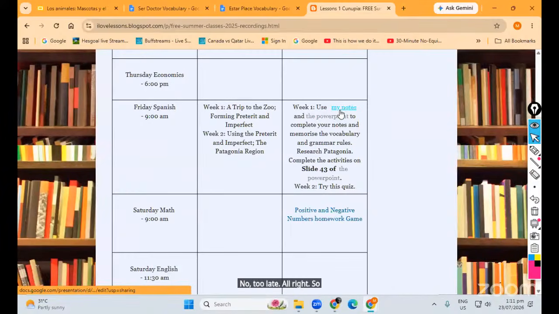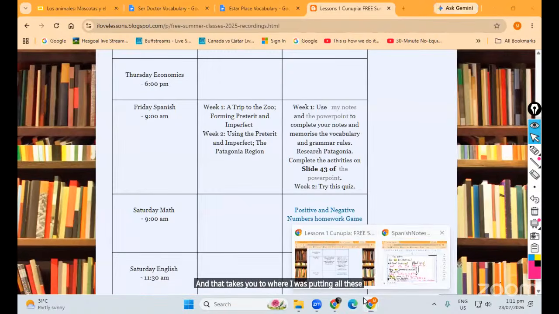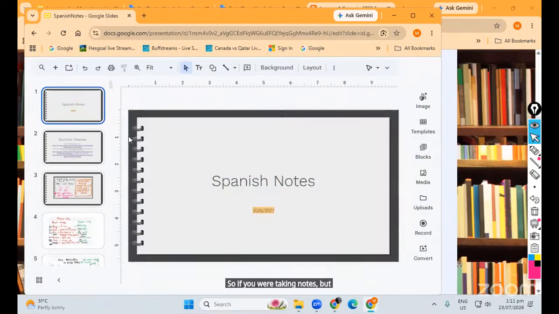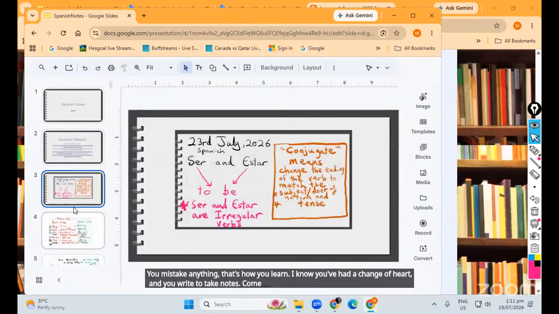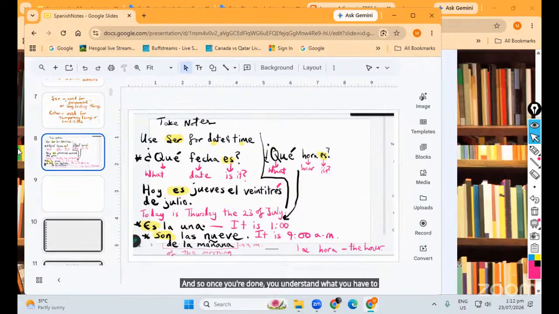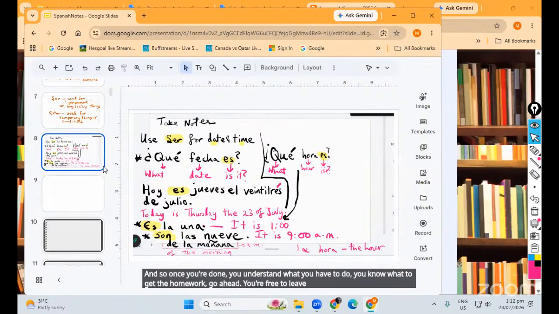So the first link is for my notes. And that takes you to where I was putting all the screenshots. So that's over here. So if you were taking notes, but I moved too fast, or you were not taking notes because you mistakenly think that's how you learn, and now you've had a change of heart and you're ready to take notes, come over here. And you'll see all the notes you were expected to write down during class, right? Mine is spread out over many slides because my space is small and my handwriting is terrible. Yours will be much neater. It's probably 2 pages in total. Once you're done, you understand what you have to do, you know where to get the homework, go ahead. You're free to leave, right? This is for people who still feel a little unclear on that. Okay, so that's the first link.